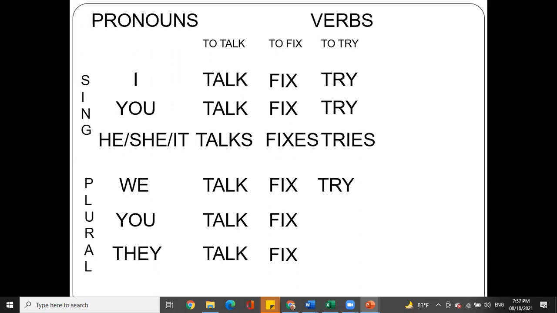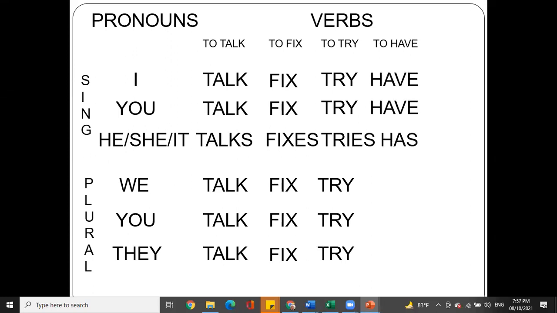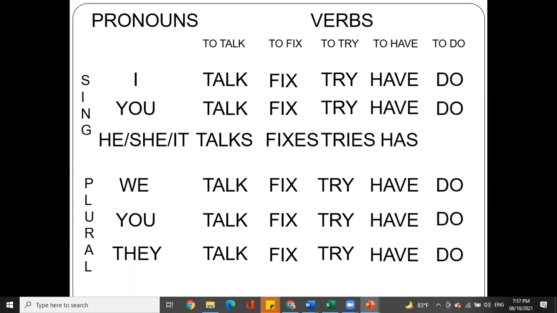Try, and then we replace the verb: try, try. Have, and then has. Have, have. And to do, does. So the only time we add es is under he, she, it. So that's how simple it is, guys.